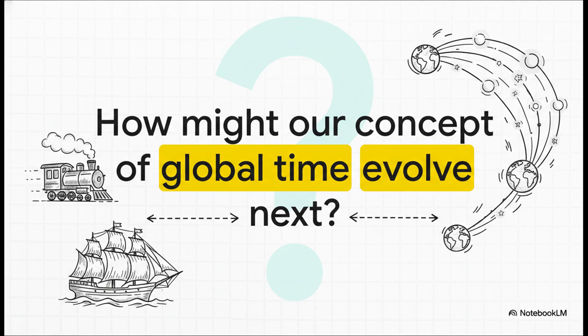You know, we built this whole system of time zones for a world of steamships and railroads. But we live in a world of instant global connection now. So how might our idea of time itself have to change next?